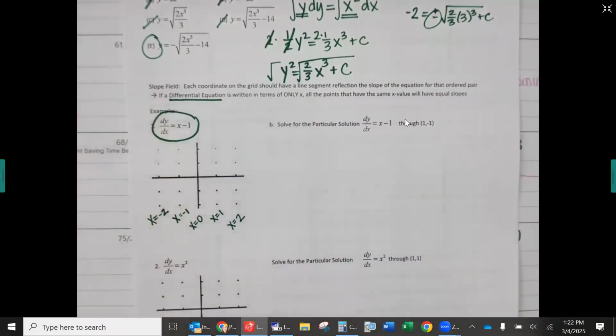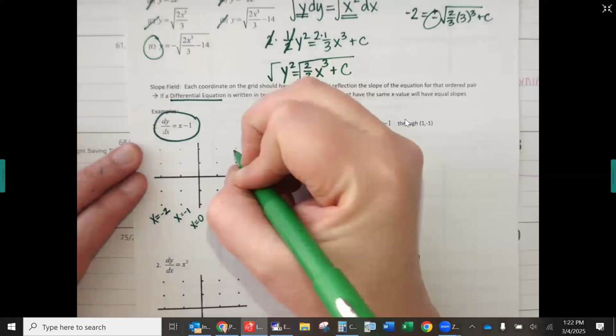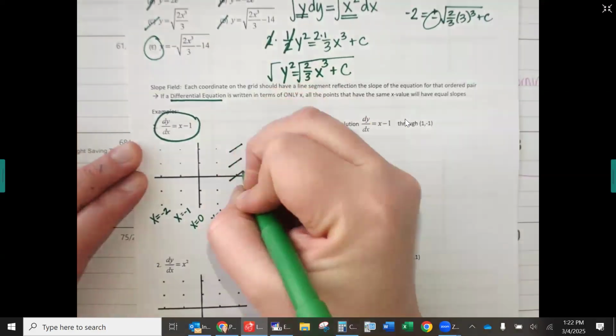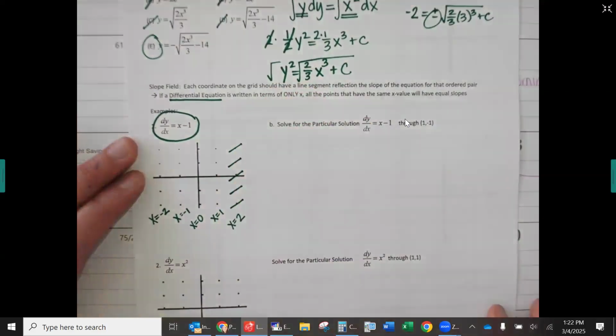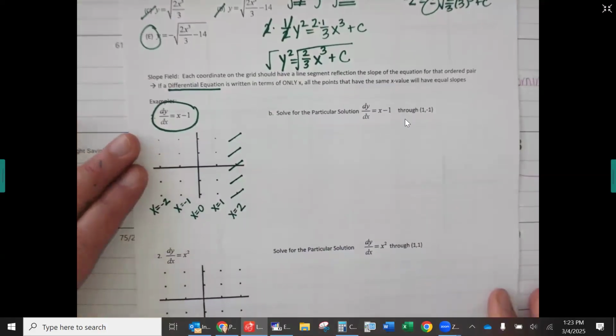Okay, then we're going to take turns plugging in the x into the differential equation, and we're going to draw a slope representing that steepness. So let's start with 2. Plug in a 2 right here. What's 2 minus 1? Then I want you to draw a slope of 1, which should be an uphill perfect diagonal.